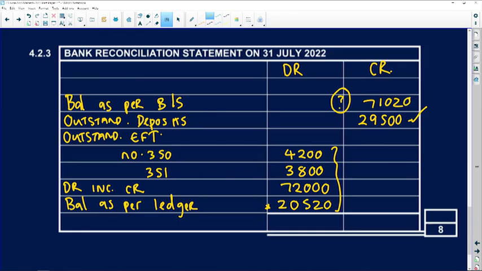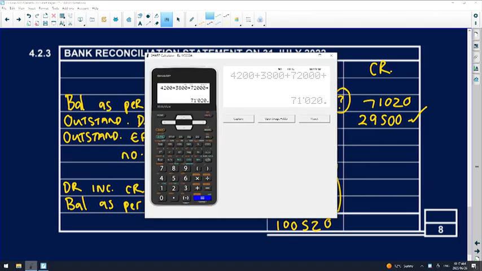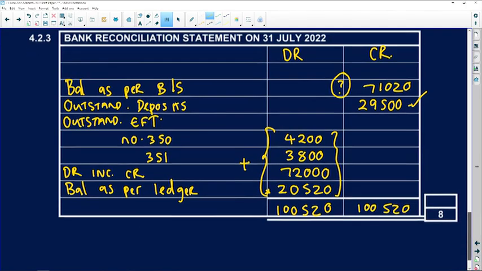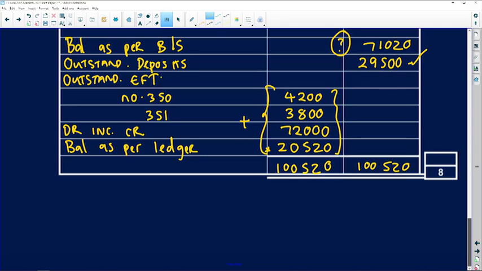7120, right? And remember, guys, your debit must equal to your credit. So if you add your debit, right, you ending up with 100,520. If you add the credit, you must get the same amount. So let's check that, right? Plus 29,500. And as you can see, we're getting the same amount, 100,520. Okay, right, and that's it for question 4.